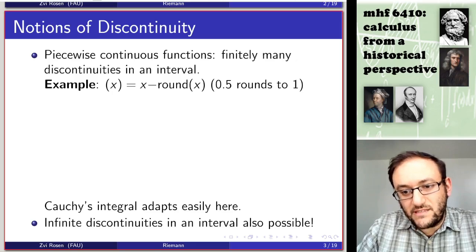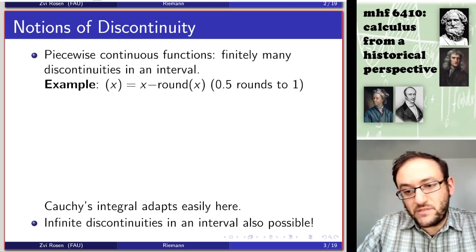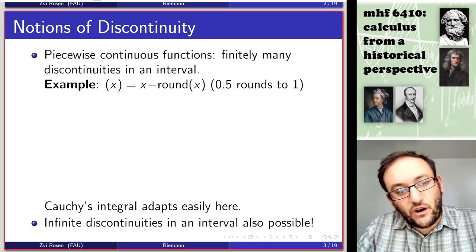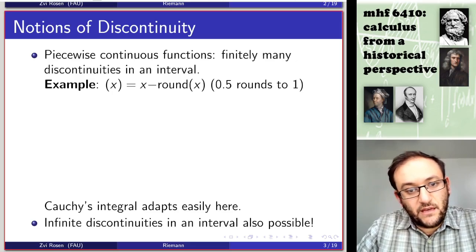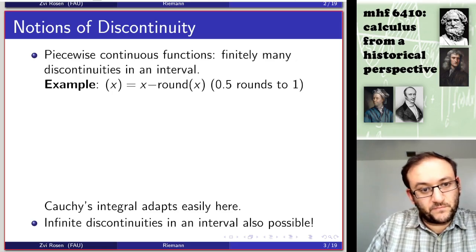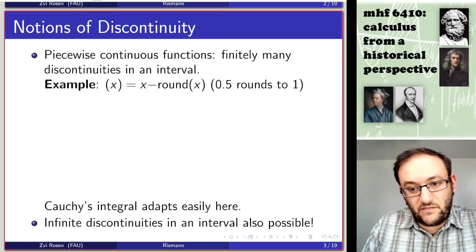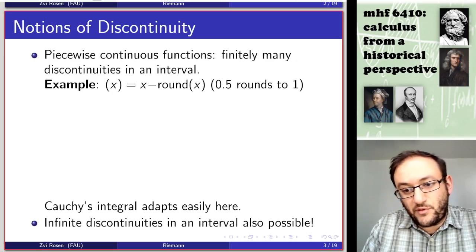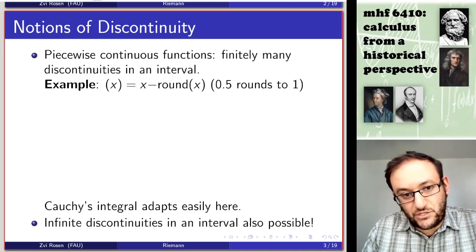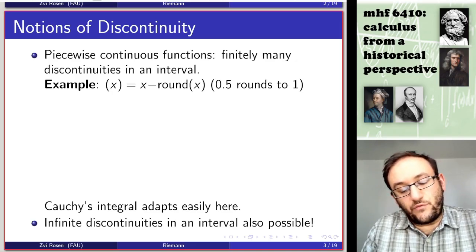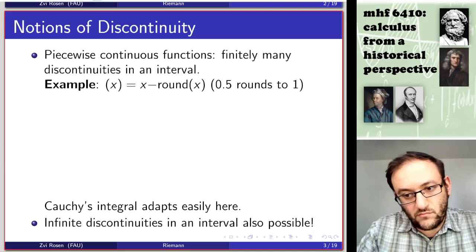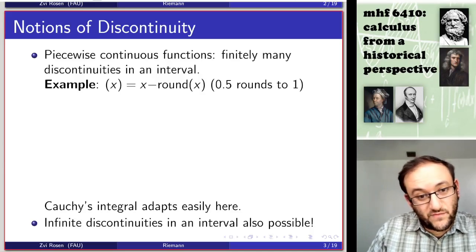Let's start by considering what types of discontinuities we can encounter. The first are piecewise continuous functions. These are finitely many discontinuities in an interval. An example of this is the function parentheses of x. This is the distance of x from the nearest integer. So the formula for that would be x minus the rounded version of x. Let's graph a bit of this function.